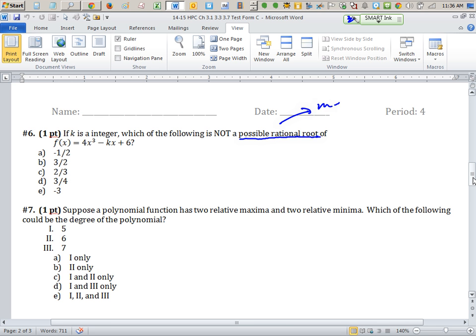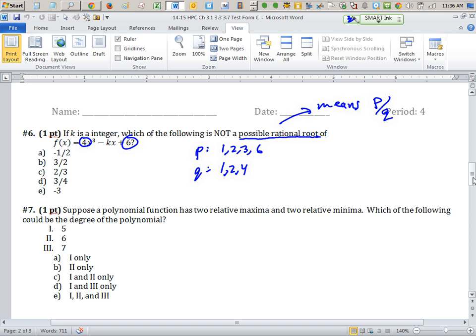This means p over q, and p over q means possible rational roots. It's a key buzz phrase. You're supposed to know what that means. So all you have to do is do p's and q's. So the p values on this problem are the factors of 6. 1, 2, 3, 6. The q values are the factors of 4.